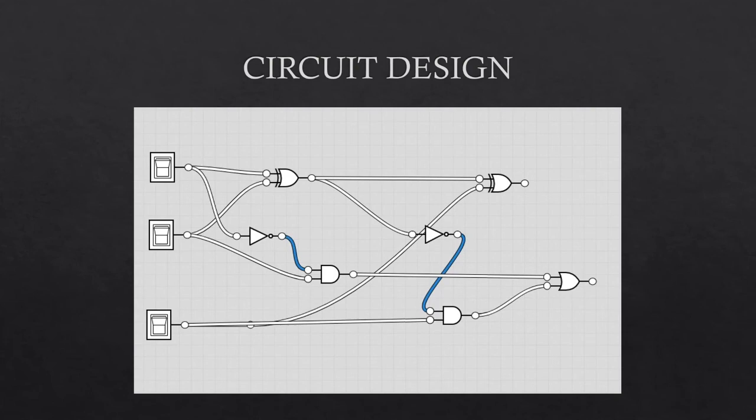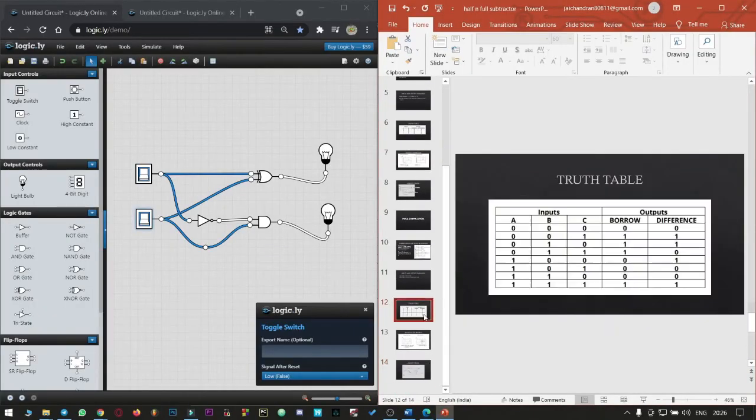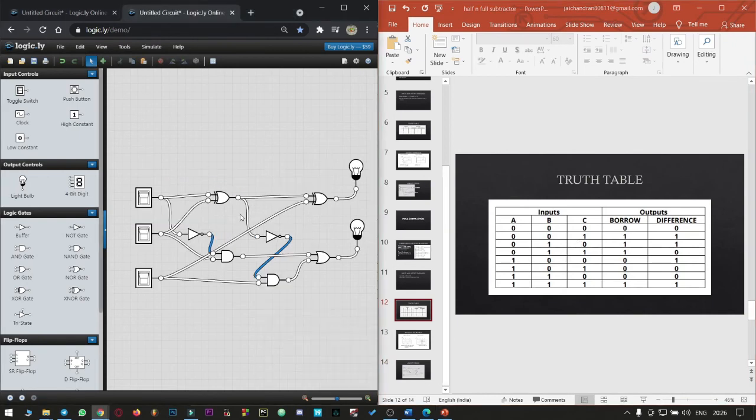Now let's verify using simulation and the truth table. So here we have the truth table right next to the simulation. So here I have used 3 input switches, a NOT gate, an XOR gate, an AND gate, once again another NOT gate, another AND gate, an XOR gate and an OR gate, and 2 switch bulbs to represent the state of the output.